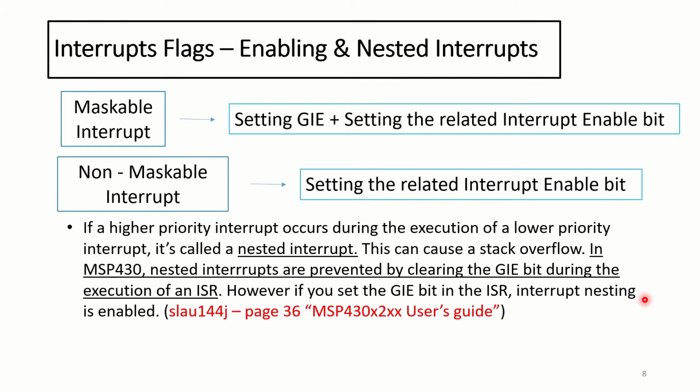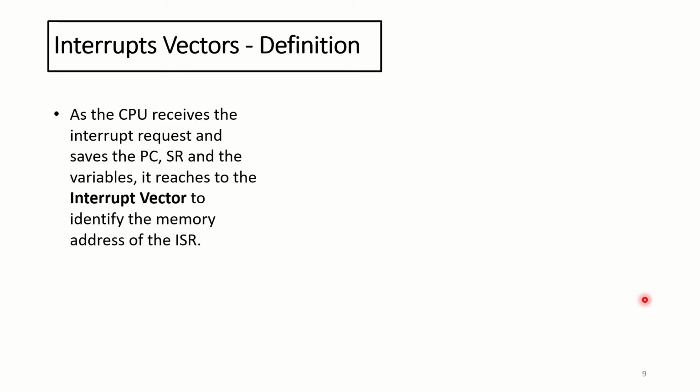If a higher priority interrupt occurs during the execution of a lower priority interrupt, it's called a nested interrupt. This can cause a stack overflow. In MSP430, nested interrupts are prevented by clearing the GIE bit during the execution of an ISR. However, if you set the GIE bit in the ISR, interrupt nesting is enabled. This description is taken from the MSP430 user guide.